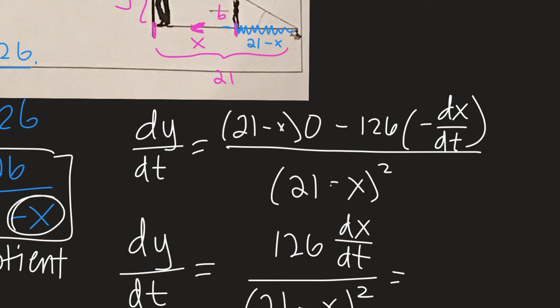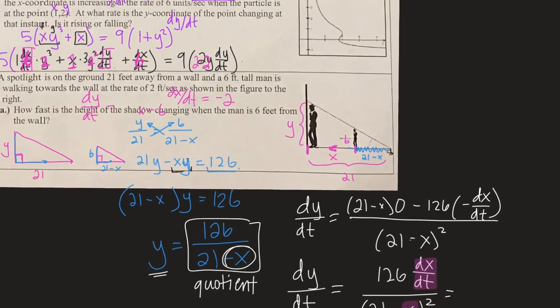Okay, so those are all of your values. Now we know what dx/dt is, right? We can plug in dx/dt, that's -2. We know x equals 6. And after that, it's just a matter of simplifying down to its most simplified form.